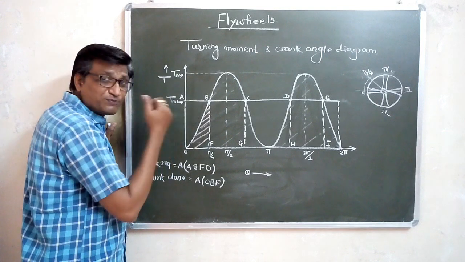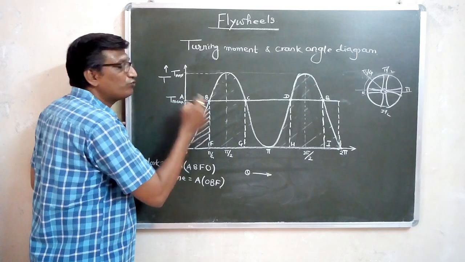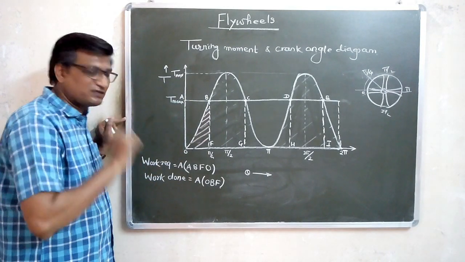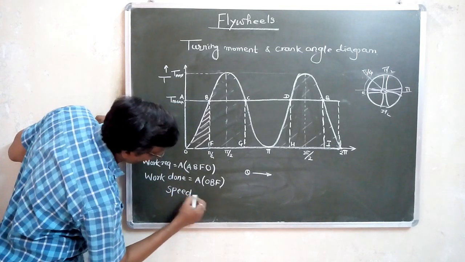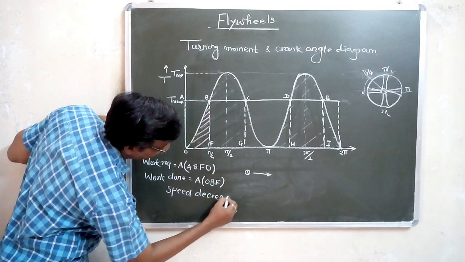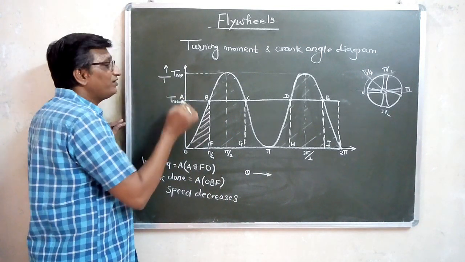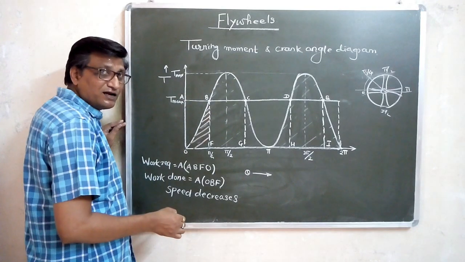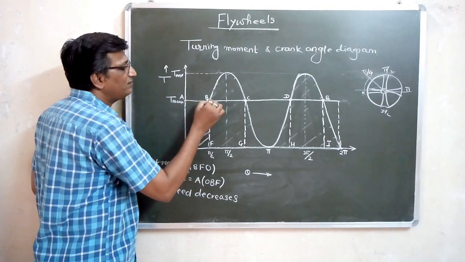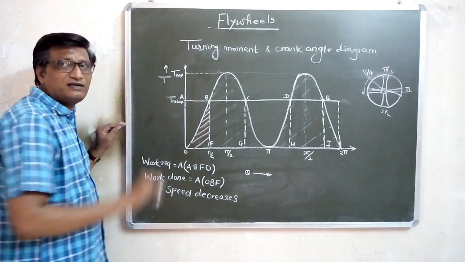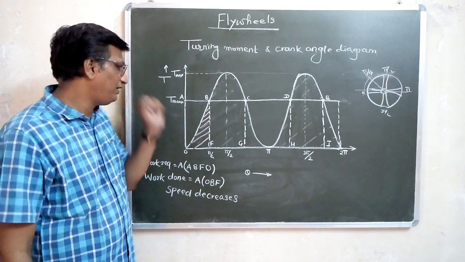If the flywheel is providing that work, what does that mean? When the flywheel is moving from A to B, its speed decreases. That means its speed goes on decreasing, and at B it is at a slower rate because energy is supplied by the flywheel.